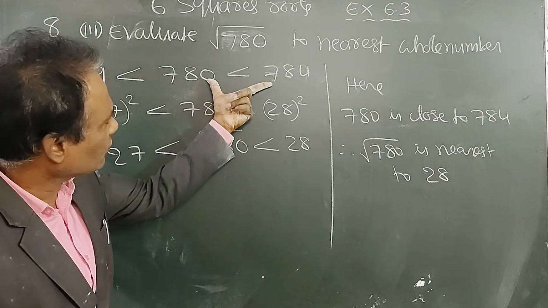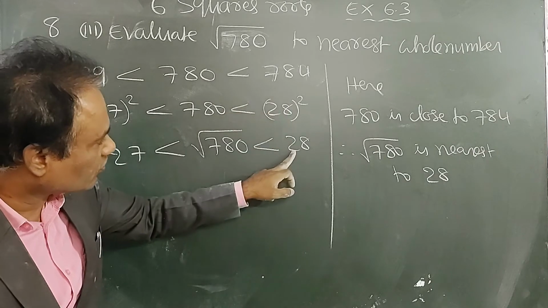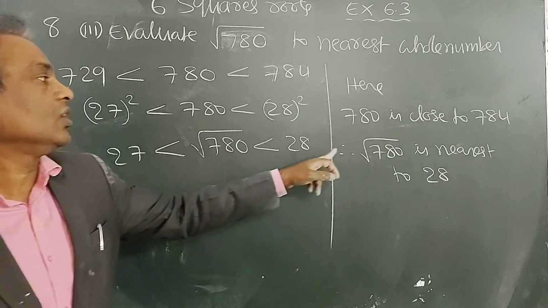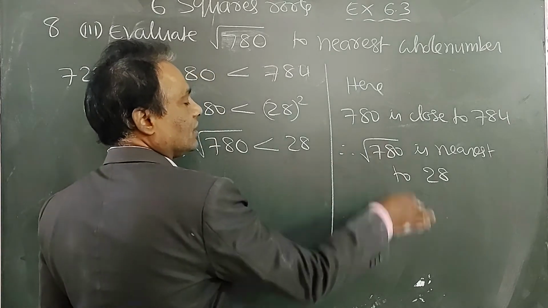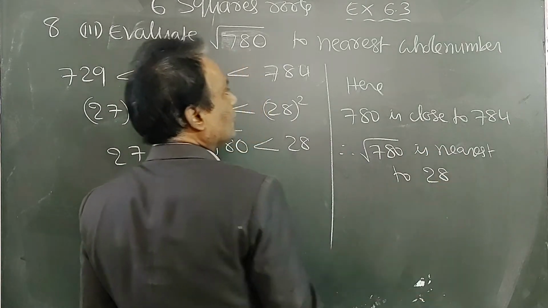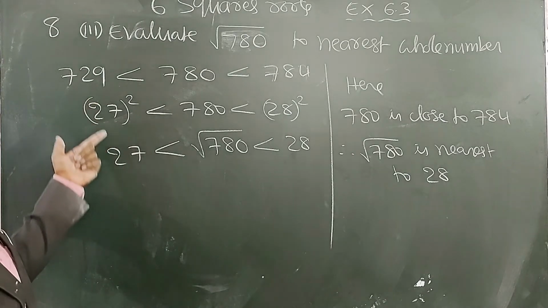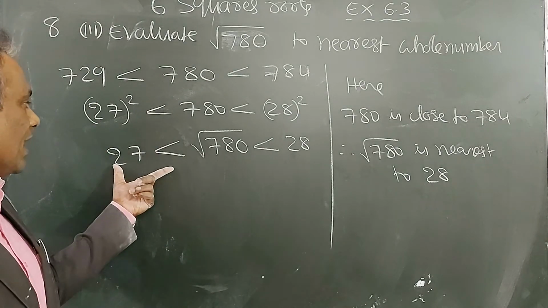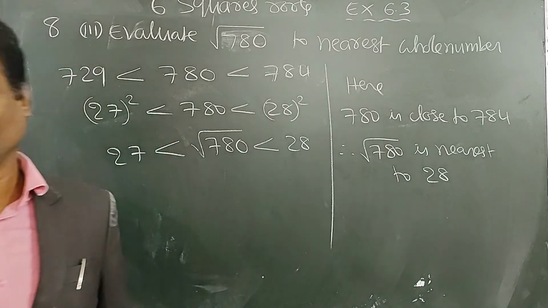So this difference is, this is close to this or close to this. This is close to this. Close to this means close to 28. Root 780 is nearest to 28. The nearest whole number is 28. Like this. Root 780 is nearest to 28, not nearest to 27. There is a big gap here. This is a small gap here. So nearest to 28. Right.